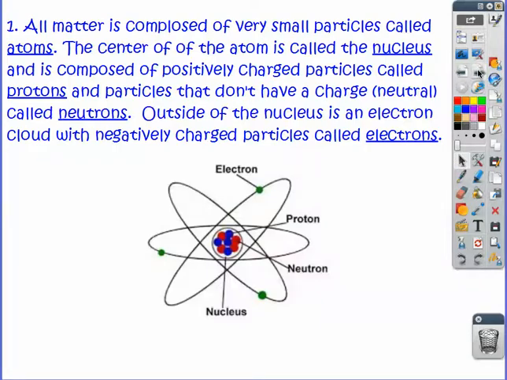So first we want to talk just about how electricity comes to be. And this we already have talked about the fact that all matter is composed of very small particles called atoms, and the center of an atom is a portion called the nucleus. We know that the nucleus is made up of positively charged particles called protons and particles that don't have a charge at all called neutrons. We also know that outside of the nucleus is a subatomic particle called the electron, which contains a negative charge.